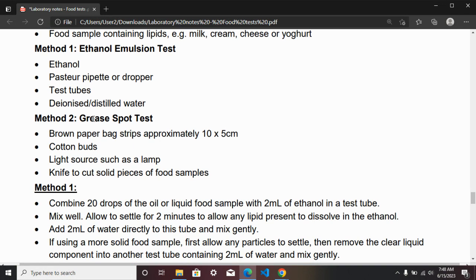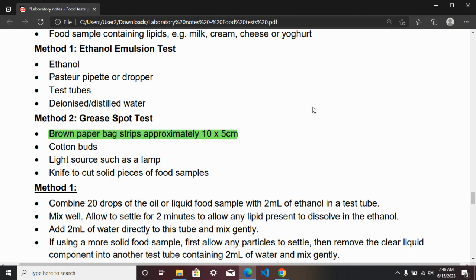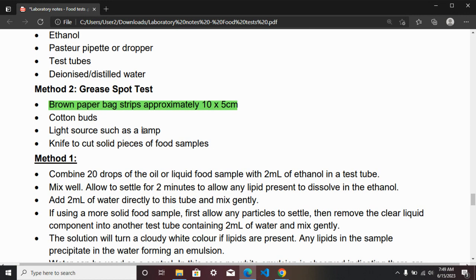And if you want to do the grease spot test, you will bring a brown paper bag, strips. You will take a paper bag or a paper generally, and cotton buds, a light source such as a lamp, and a knife to cut solid pieces of food samples, everything like that.